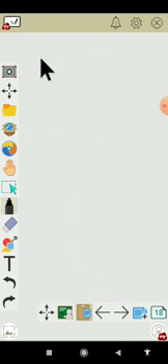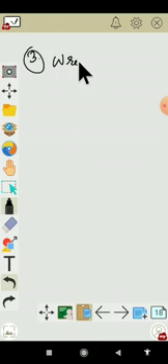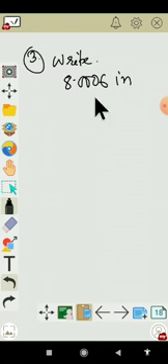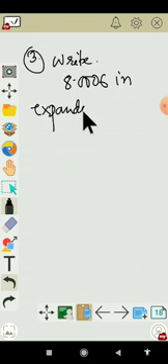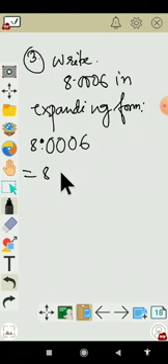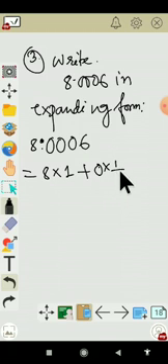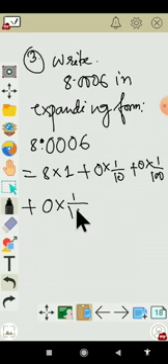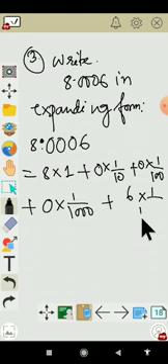Now write in expanded form. Write 8.0006 in expanded form. 8.0006 is equal to 8 into 1 plus 0 into 1 by 10 plus 0 into 1 by 100 plus 0 into 1 by 1000 plus 6 into 1 by 10,000. So this is the expanded form.